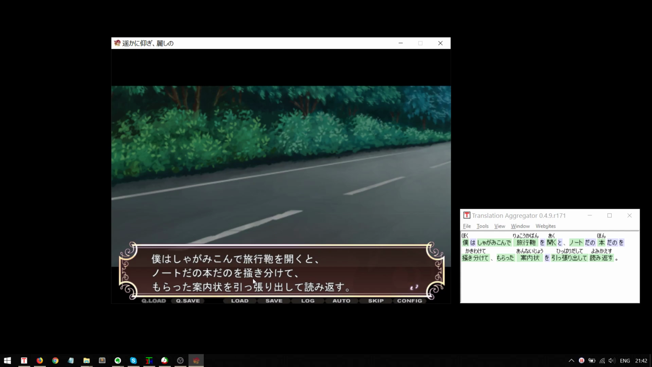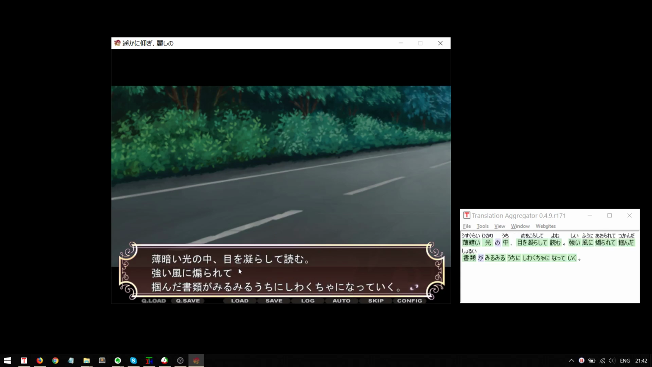And ノートだの本だの is like, this dano is kind of like saying he pushed aside his notes and his books and whatever other stuff. And もらった案内状を引っ張り出して, so he took out his letter of invitation that he got. もらった here is もらう, which means to receive, so the thing he got. And 引っ張り出して means to pull out. He pulled it out of his bag and read it. 読み返す just means to read again.